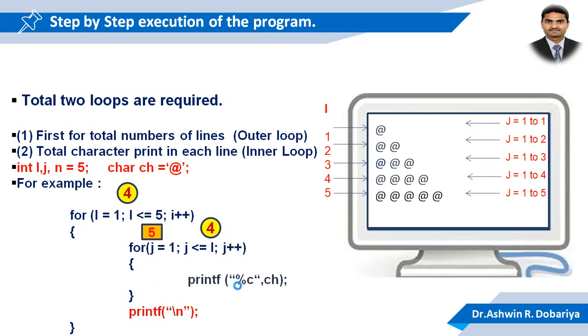line. And finally when I increment by 1, it means i becomes 5, then j starts from 1 up to 5, it means it will execute 5 times and display 5 @ symbols. So this is the internal execution steps.